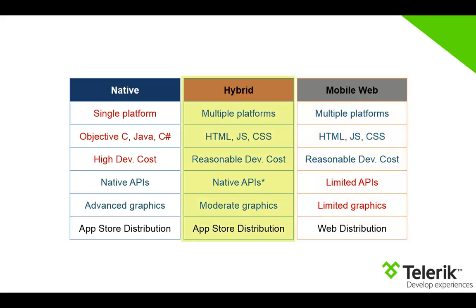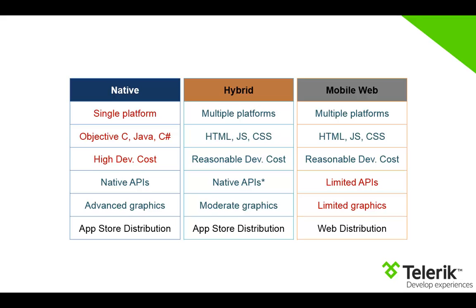However, in the middle is the hybrid approach, right? Where we can target multiple platforms with my HTML and JavaScript skill set. And that means it's going to be a reasonable development cost. I can build once and target multiple platforms. The framework will give me access to those native APIs. I can use the camera and geolocation and figure out what's going on. There's a moderate amount of graphics capabilities that I can do, and I can get in the App Store. Where with the mobile web, I'm relying on somebody to put a bookmark on their start screen.